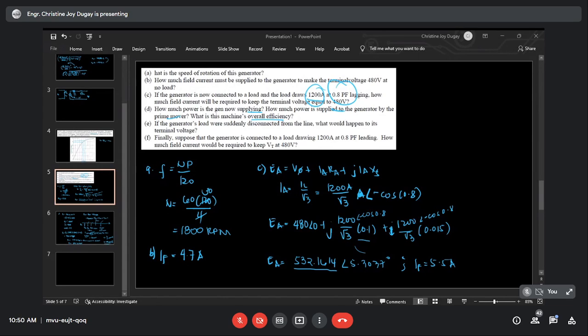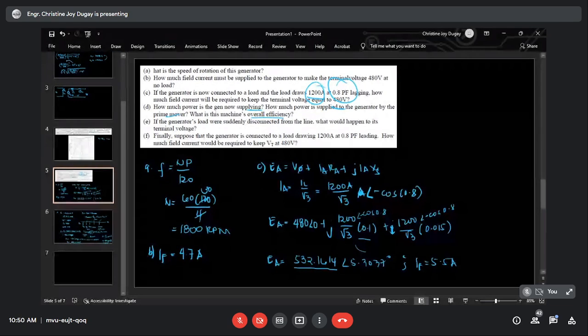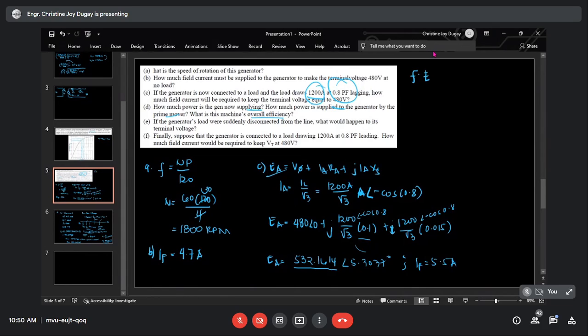Okay, so sa letter F po natin, ang tanong po dyan is, suppose that the generator is connected to a load drawing 0, then how much field current must be required to keep the VT at 480? So, ang tanong naman dito ngayon, paano natin makikita na yung terminal voltage natin is 480? So, kukunin natin ngayon ulit, yung parang ginawa po natin kanina, yung value ni EA. Ito din lang gagawin natin. So, perform again this one. So, what is the value of EA?